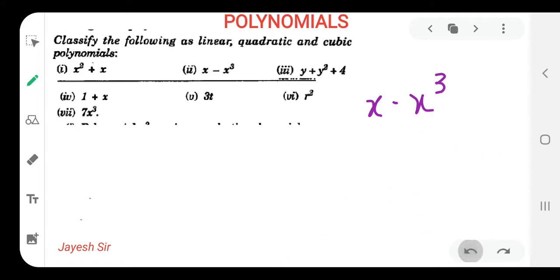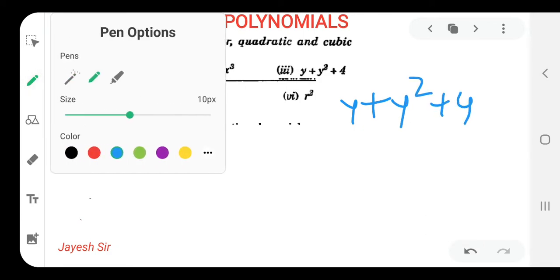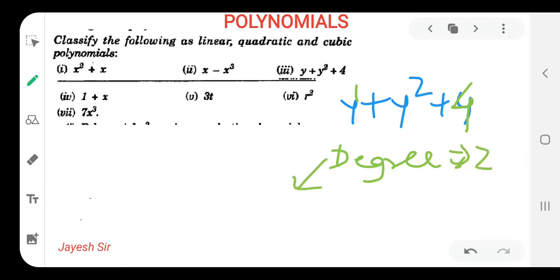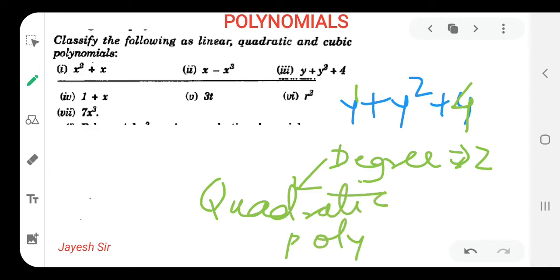So now pause the video and try to solve by your own. The next sum is y plus y square plus 4. Here the degree of y is 1 and of the constant it is 0, that means whatsoever would be here, it is 4. Now the degree is equal to 2. If the degree is 2, then it is a quadratic polynomial, as we understood in the definition.